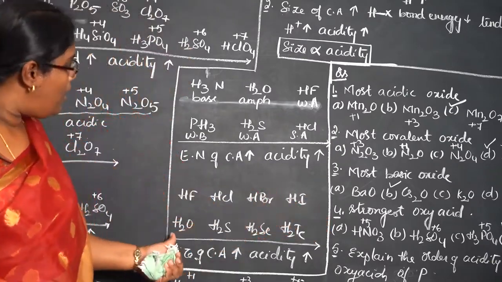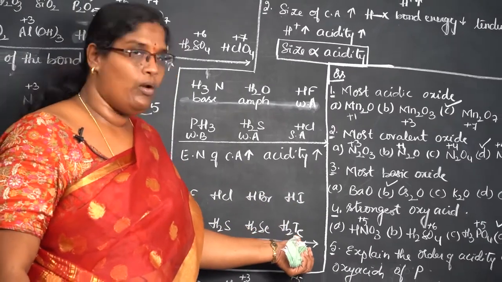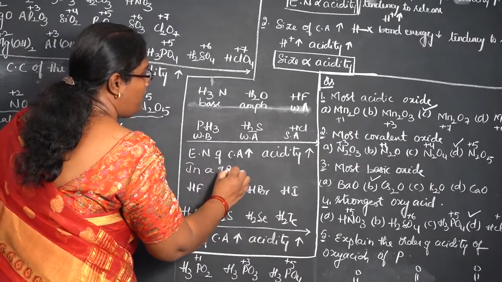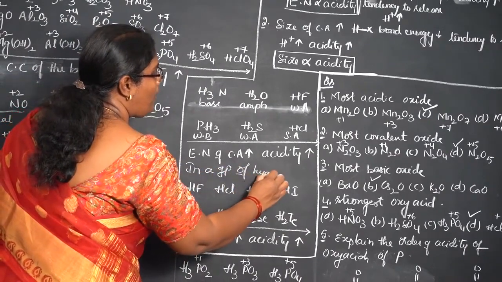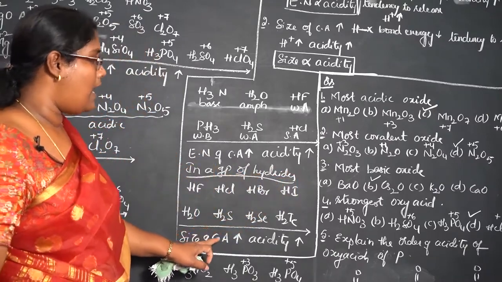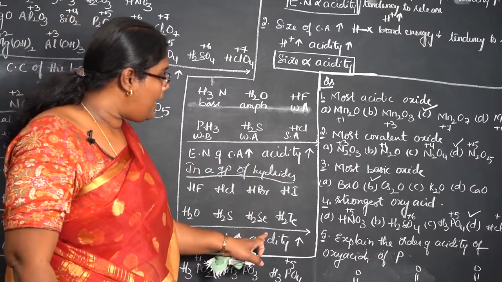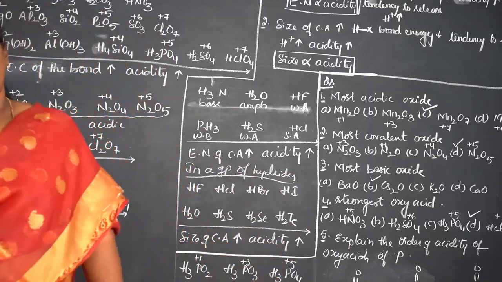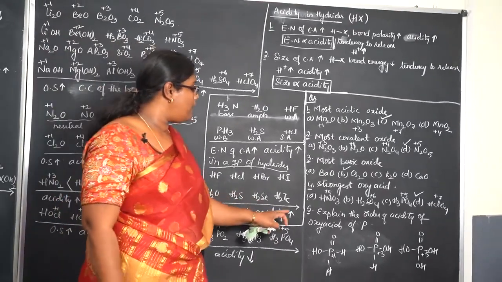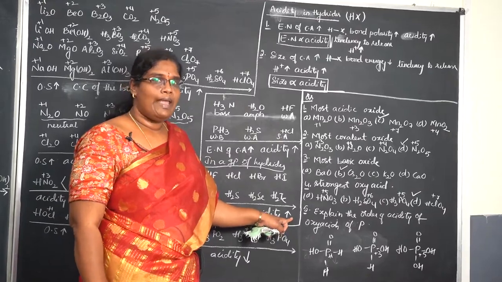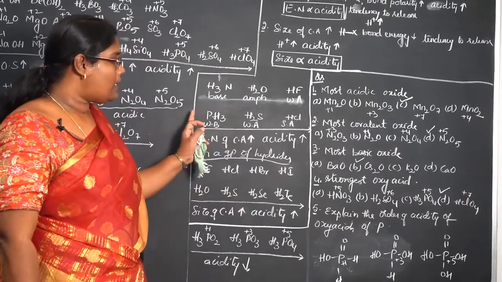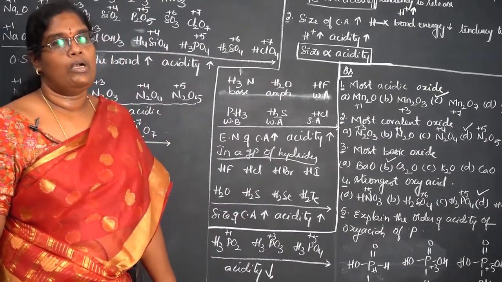And if you take the size of the central atom, when you go from hydrogen fluoride to hydrogen iodide, or water to hydrogen telluride, these are the group of hydrides. In the group, the size of the central atom increases, bond energy decreases, so loss of H plus becomes easier and the acidity will increase. So in the case of hydrides, size is directly proportional to acidity, and electronegativity is directly proportional to acidity.